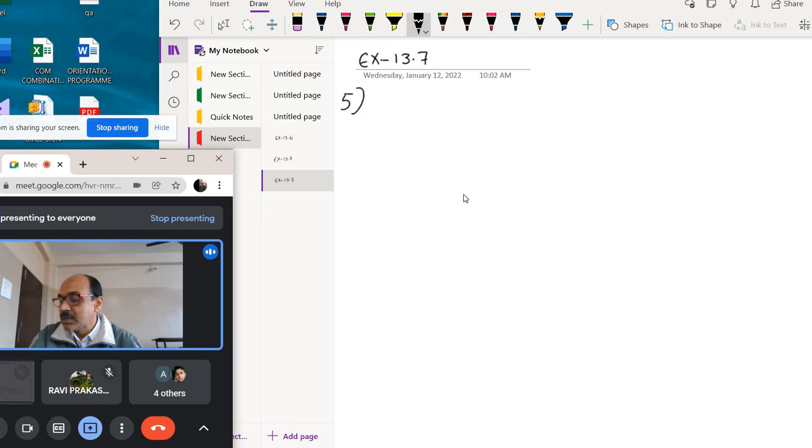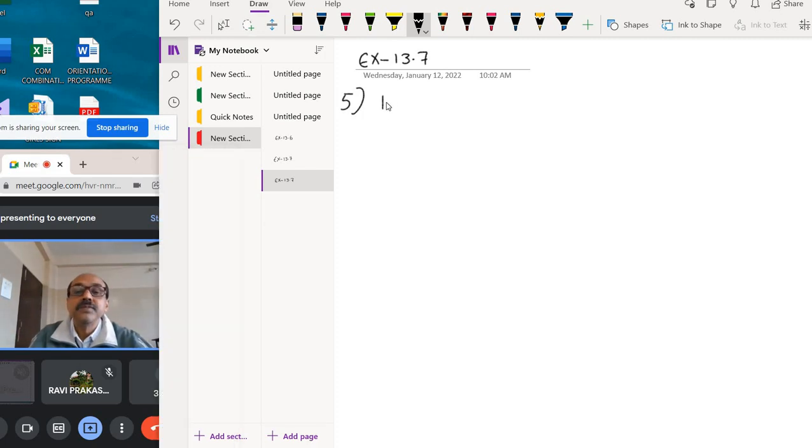Okay, so the question is a conical pit of top diameter 3.5 meters. The diameter is given as 3.5 meters and 12 meters deep, that is the height. What is the capacity? We know capacity means the volume of the cone, and its formula is 1/3 pi r square h.